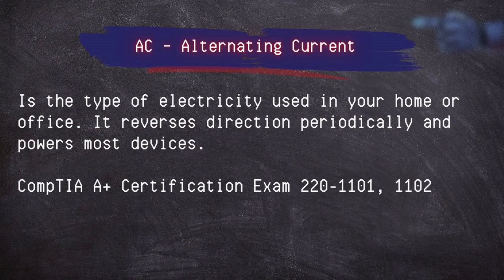Let's get started. AC, or alternating current. It is a type of electricity used in your home or office. It reverses direction periodically and powers most devices.